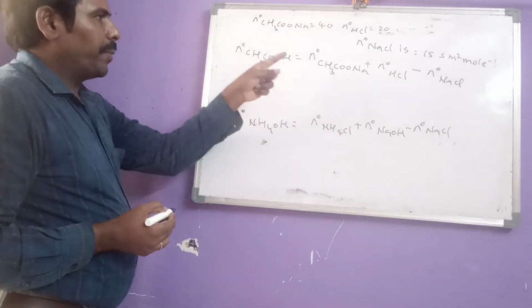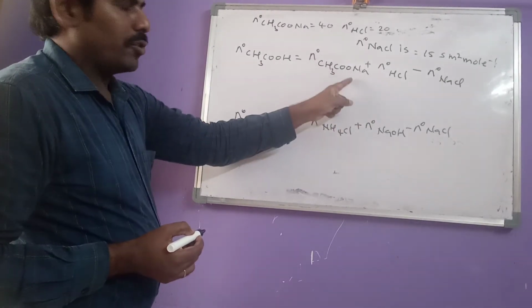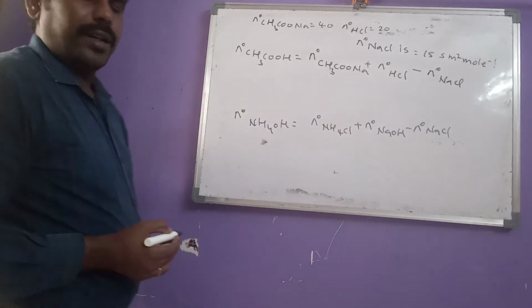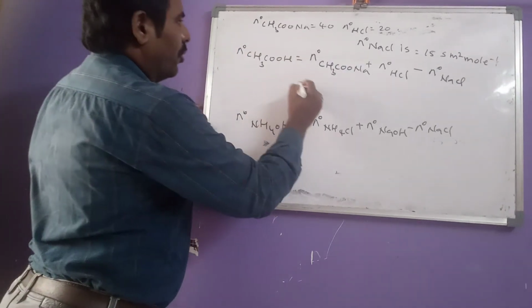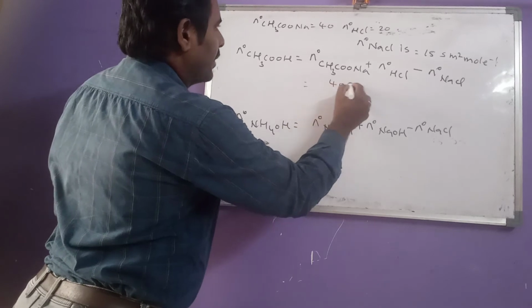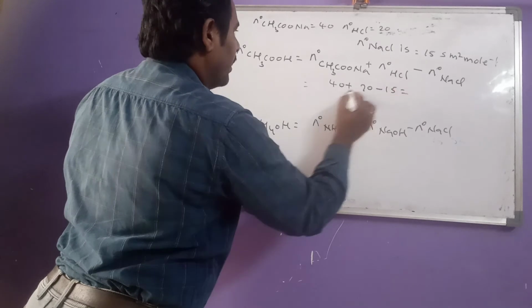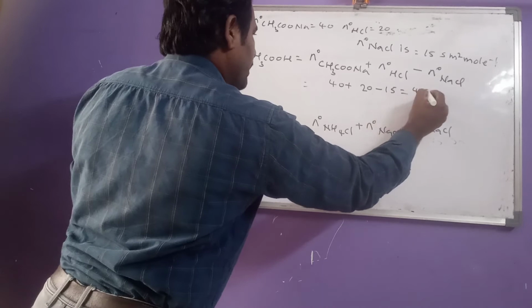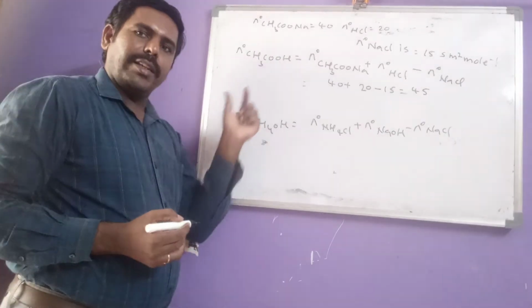To calculate Λ naught M of acetic acid, we have to use this formula. Λ naught sodium acetate plus Λ naught HCl minus Λ naught NaCl. See what are the values given there? Λ naught sodium acetate value 40. So 40 plus Λ naught HCl value 20 minus 15. So 60 minus 15. So we get the answer 45. So like this we need to determine Λ naught of acetic acid.